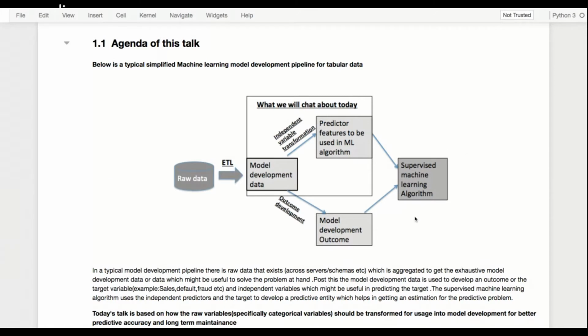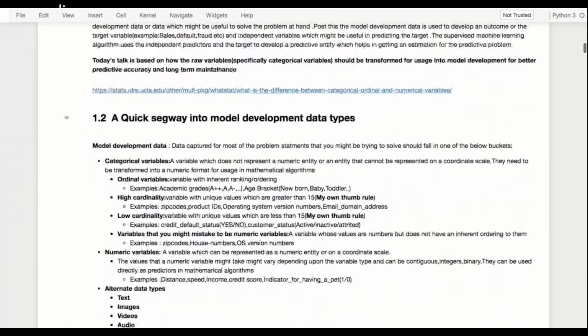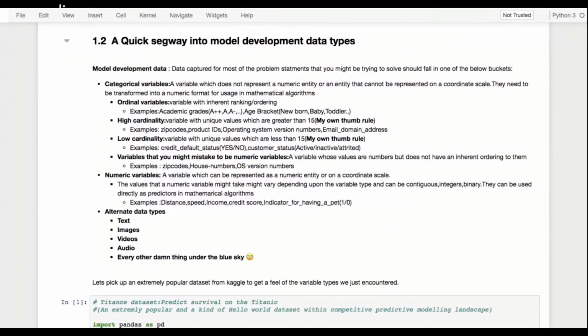Now, this part of the complete pipeline, right? As we started off with, lots of focus and attention goes into this part, but not much discussion happens around this part. That is, when you have the raw data, what are the best practices to convert it into a form and feed it into a supervised machine learning algorithm? That is what we will try to talk about in this discussion. So let's proceed. Before we move into different methodologies of categorical encoding, a quick segue into model development data types.